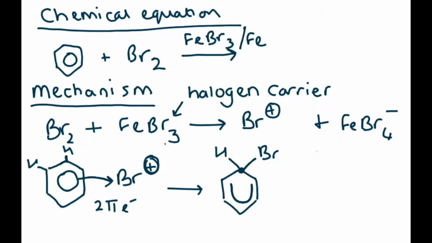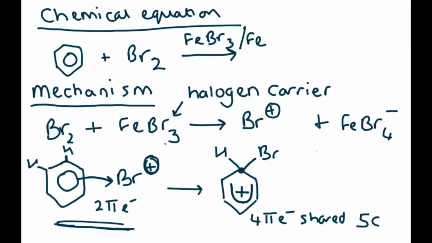2 pi electrons have moved out of benzene, so here we have 4 pi electrons left, but the 4 pi electrons are only shared by 5 carbons. Can you see there's 1 electron short? So there's a positive charge in this partial ring. On the left hand side we have a positive charge, and you've got to always make sure that the mechanisms are balanced. Remember that benzene is 6 pi electrons shared between 6 carbons.